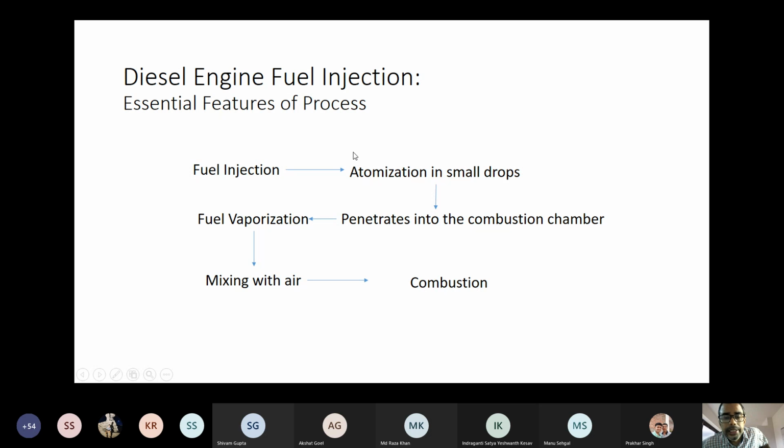Therefore, in the diesel engine, the fuel injection pressure is much higher. It is required to be very high. The fuel injection system has to be capable of providing very high pressure. Very high pressure, what does it mean?